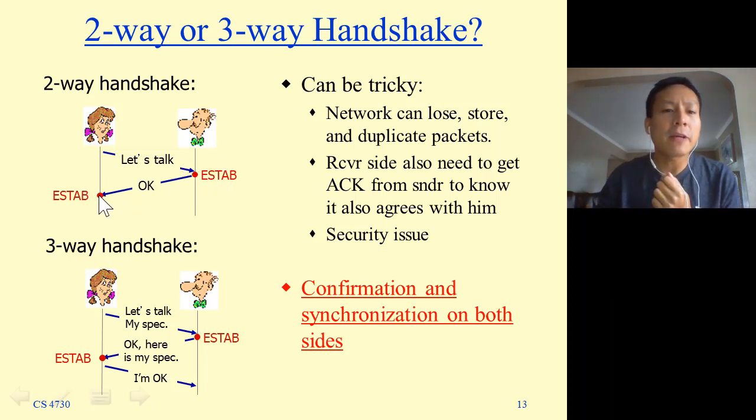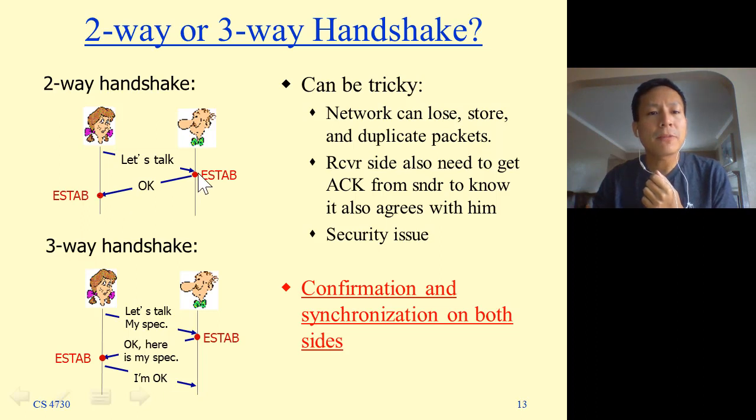If Bob sent an okay, then Alice will go to the established state. But the receiver side, Bob, never knows if Alice has accepted Bob's parameters, which are conveyed using this okay message, right? Bob does not know if Alice accepted that or not, because after Alice accepted, it didn't send any confirmation to Bob. So actually it's a kind of one-way confirmation instead of two-way confirmation, right?